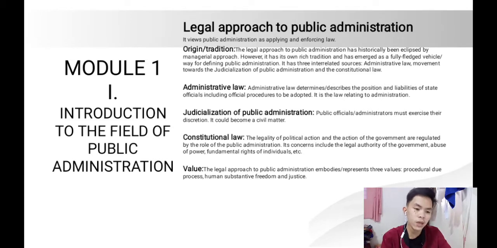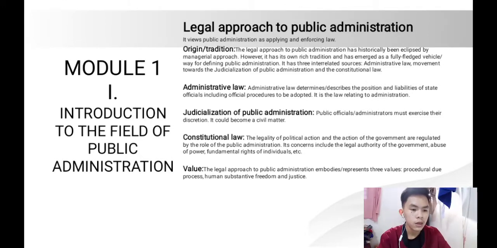And lastly, we have constitutional law. The legality of public political actions and the actions of the government are regulated by the role of public administration. It is concerned with the legal authorities of the government, abuse of power, and fundamental rights of individuals, etc.